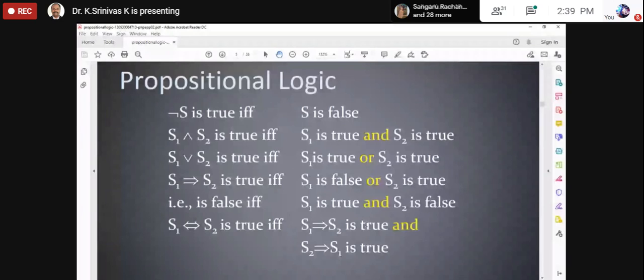Yesterday there was a rain. I did not come to the college. Okay. So like this we can manage.